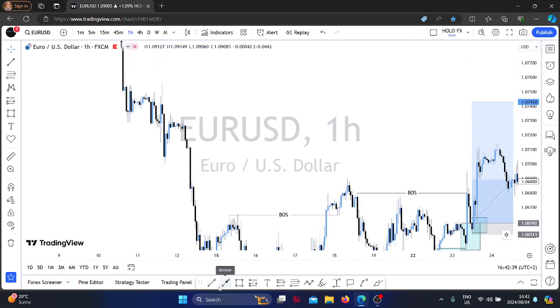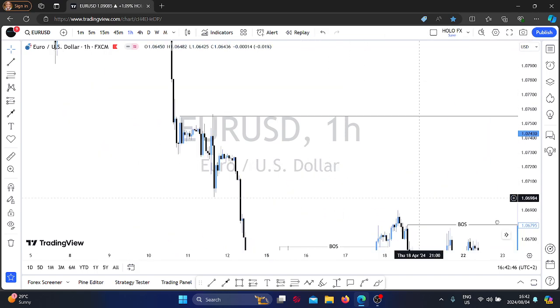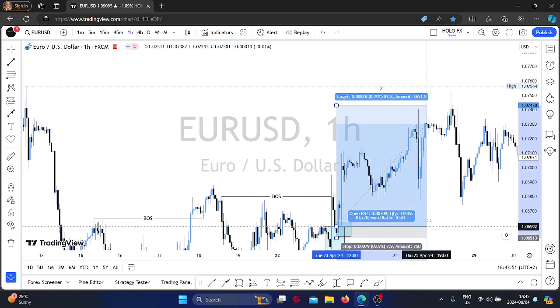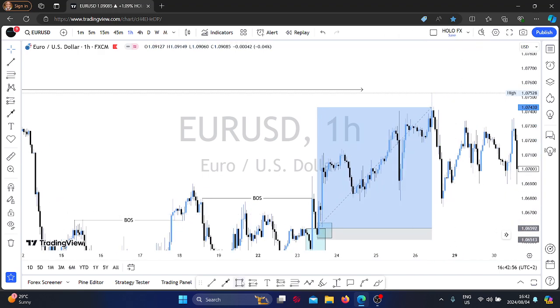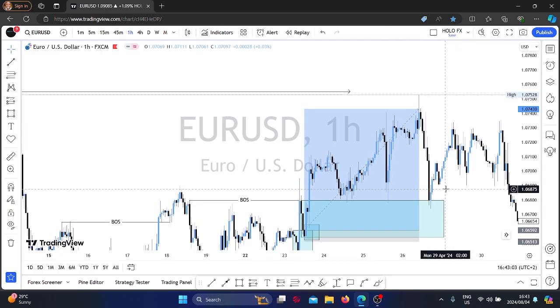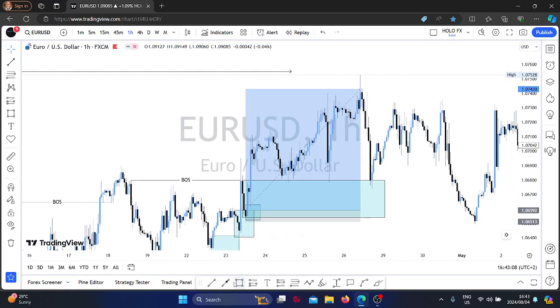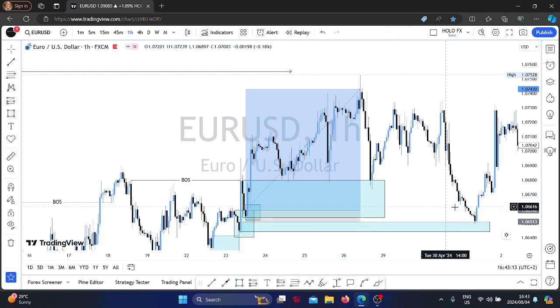Wanting to take out the high, right? Price pushed, push. Look what it did. Gave us an opportunity to enter. Again, scaling in. But this time, the scaling was not actually a correct idea.